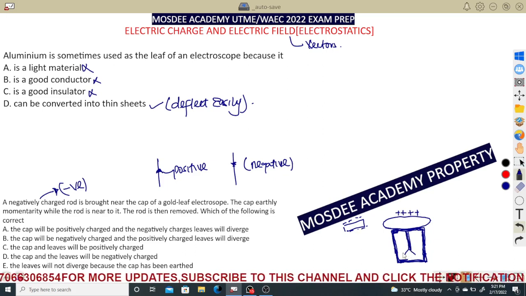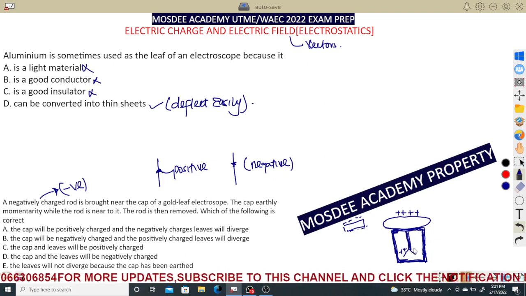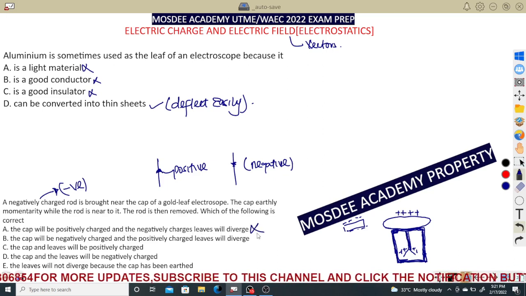To the leaf here. So the leaf too will now be positively charged. So that is what you just need to know in this type of question. So let's pick the correct answer. The cap will be positive charge and the negative charge leaves and the leaf will be negative. It's rubbish.